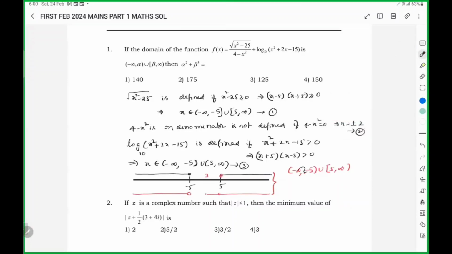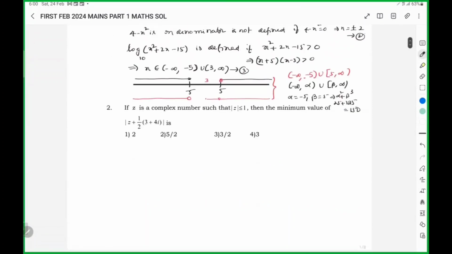So when we compare this with alpha union beta to infinity, alpha is minus 5. So alpha square plus beta cube is 25 plus 125, which is 150. Fourth option is correct.